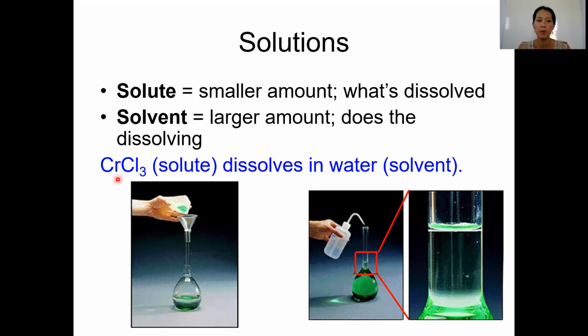Here's another example, chromium 3 chloride. That's your solute. It's the solid shown here being added to this volumetric flask with a little bit of water in it. It'll dissolve in the water. So this is showing how you make a solution. You have a little bit of water first, add your solid, you stir it around a little bit, get it kind of dissolved, and then you add water, enough water so the bottom of the meniscus is at the line in the neck. And the volume of the solution is based on the volumetric flask used.